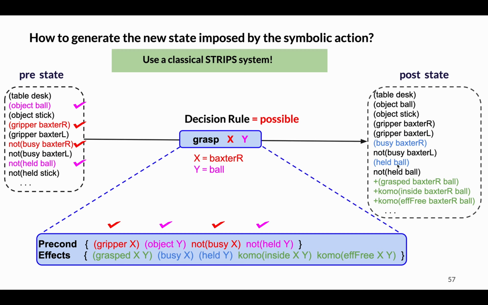And ball became held, it was not held before. It also added some other interesting things to the post state, for example, comma. Comma now is our connection to the kinematic world. This creates a cost function that the ball should be inside of a gripper. Here we come to the cost function, which I will cover in some of the further slides.